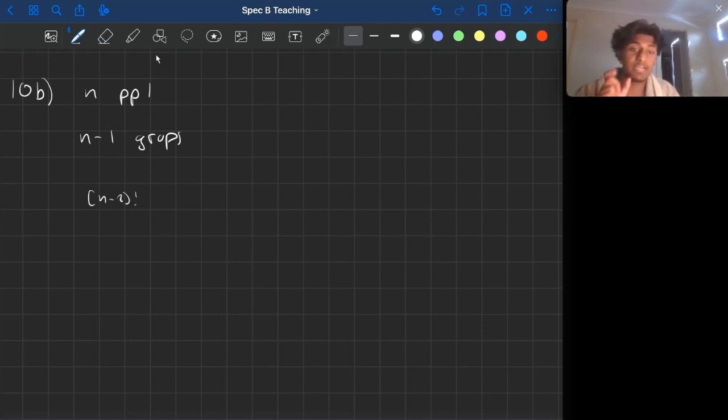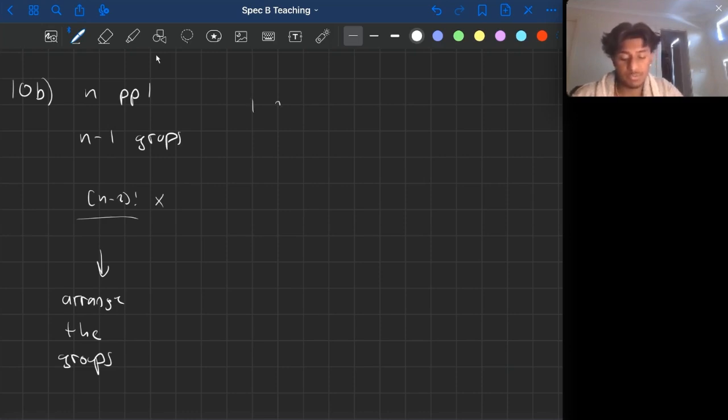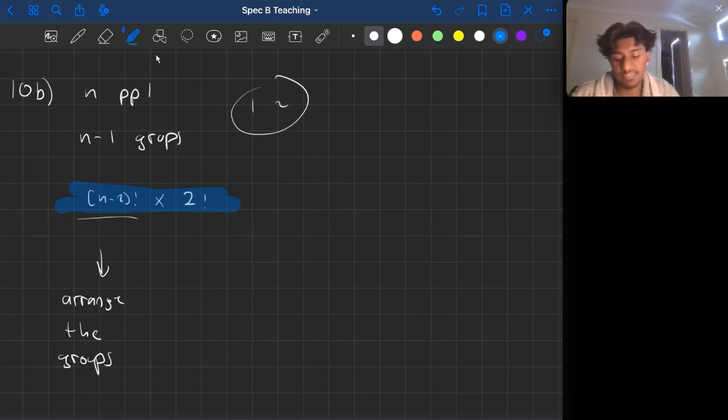However, since you picked out 2 people, these 2 people can be arranged in different ways among themselves, right? So this first step here, we arrange the groups. Now this step here, we're going to arrange the subgroups. There's only one subgroup, which is just the person 1 and person 2 group. So that's going to be 2 people, so 2 factorial. So then the answer to 10b is going to be n minus 2 factorial times 2 factorial. That's our answer to 10b.